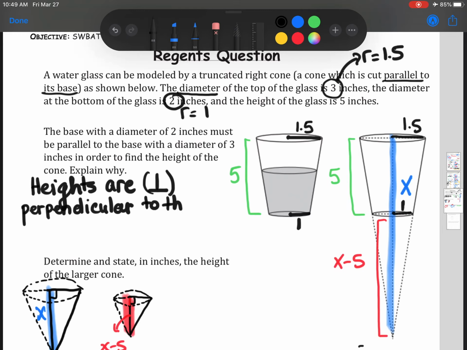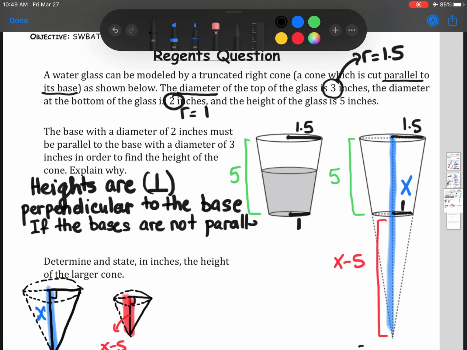To the base. They're straight, right? Whenever you go to the doctors, are you at a slant when they check you for the height? No, they tell you to stand straight, right? So that's why if the bases are not parallel, the height will be slanted.